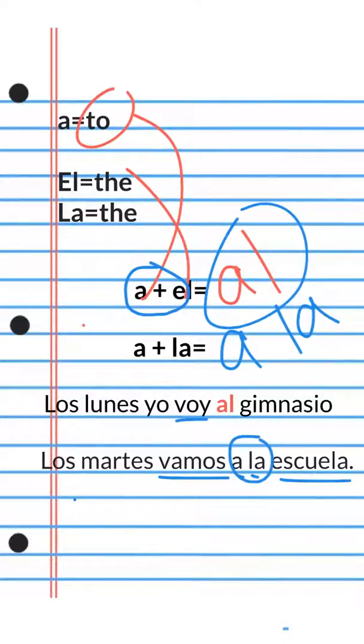Notice that you do not have to combine this because the a is separated by the consonant sound la with the l, so they do not combine to make a new preposition. This sentence means, on Tuesdays, we go, or we are going, to school.